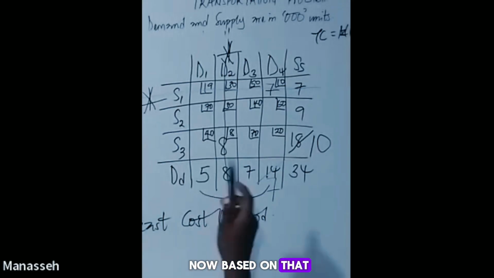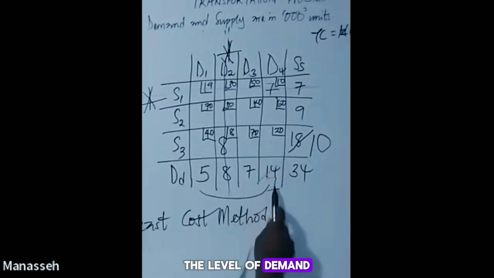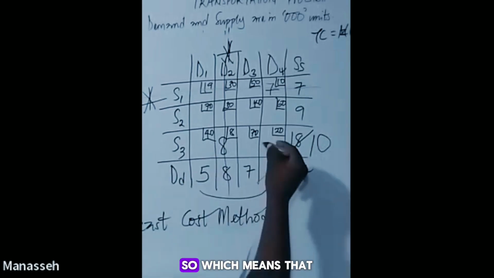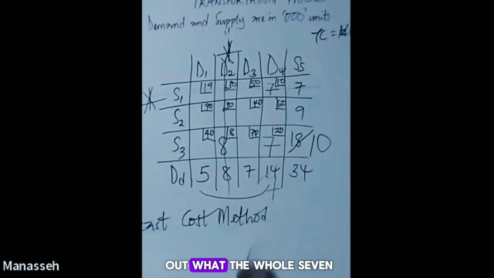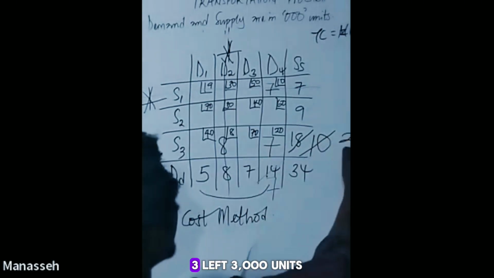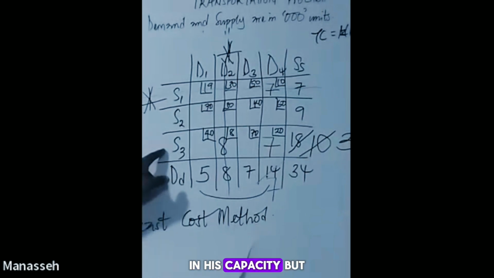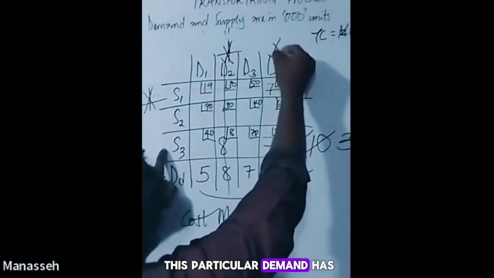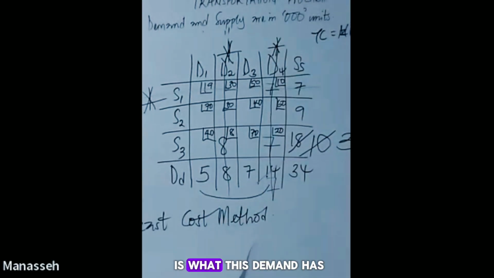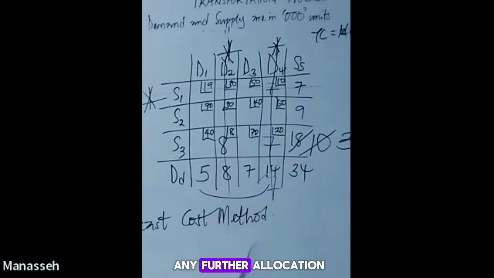Based on that, what is the level of demand at this point? The level of demand is 7. The source can give 10. So we can easily give out the whole 7 that is demanded, while this source has 3,000 units of product left in its capacity. But this particular demand has been met. So this column 2 demand has been met, and we don't need to consider it for any further allocation.